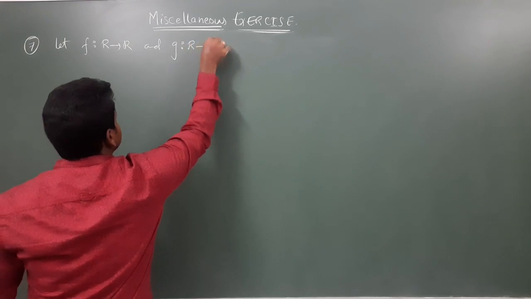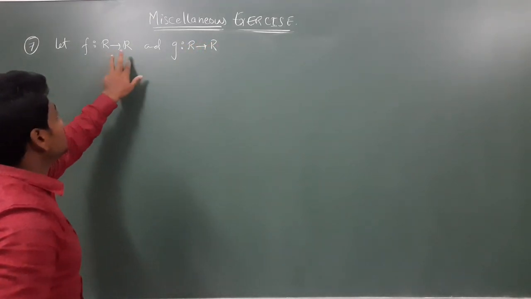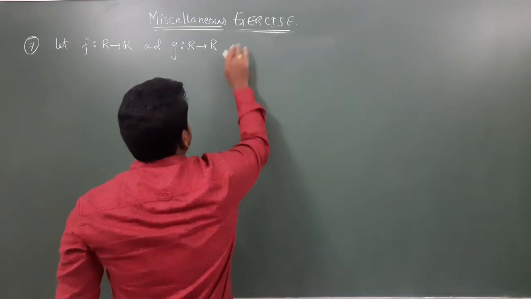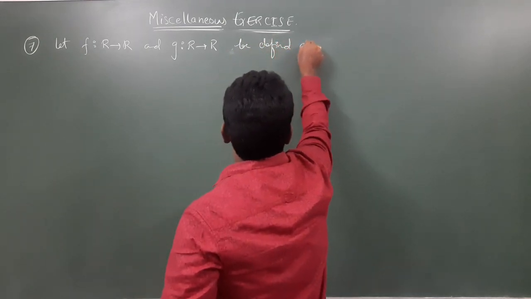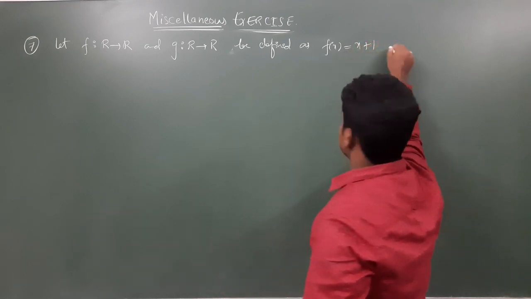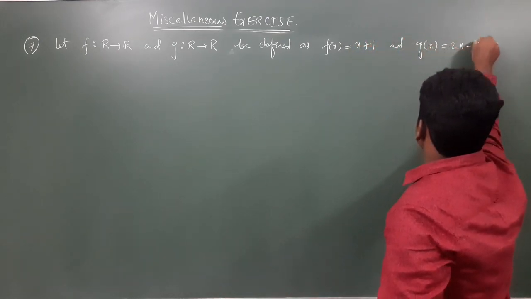So we have two functions, one in terms of f and another in terms of g, both from R to R. Those functions are defined as f of x equal to x plus 1 and g of x equal to 2x minus 3.